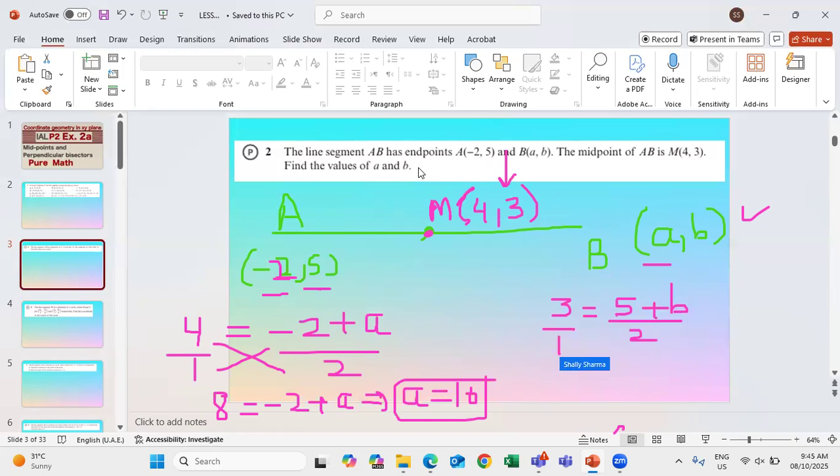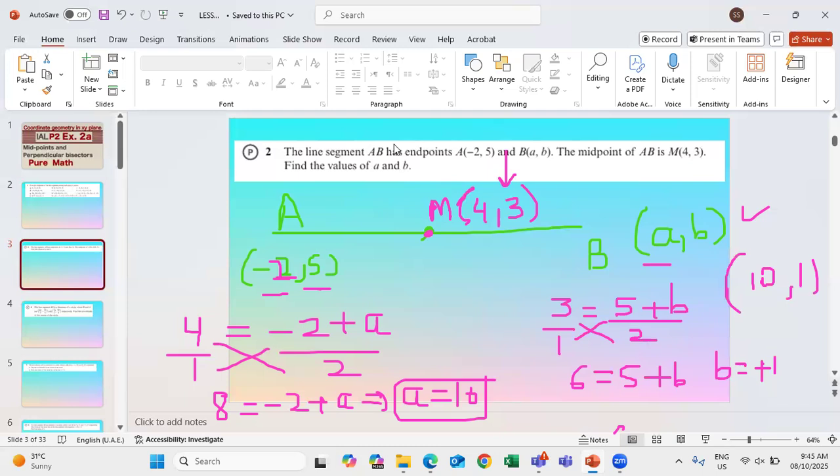So we can again do cross multiplication because both sides of equal to, there are fractions, 3 over 1 and 5 plus B over 2. So 3 times 2 is 6 is equal to 5 plus B. So B is equal to positive 1. So we will get the point as 10 comma 1. Okay, this is our way to do this question.